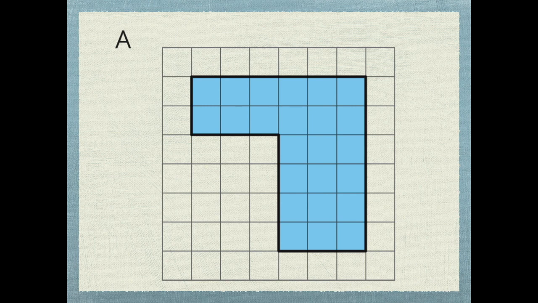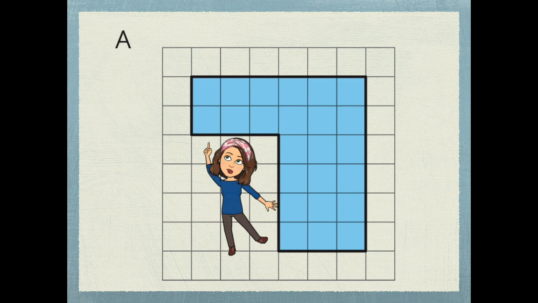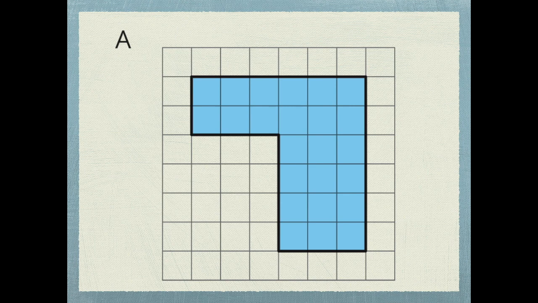Doing geometry by counting the square units on the inside is actually pretty easy. I just go 1, 2, 3, 4, 5, 6, 7, 8, 9, 10. But honestly, I kind of lose count a bunch of times. So I need a better way to count without counting the boxes.